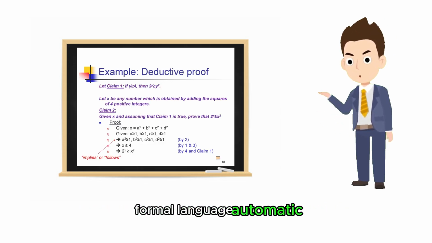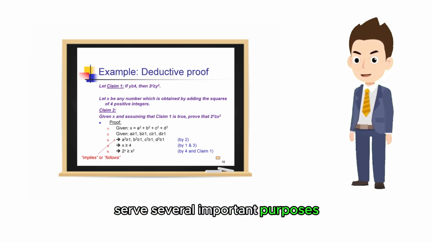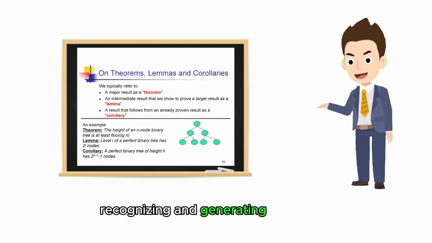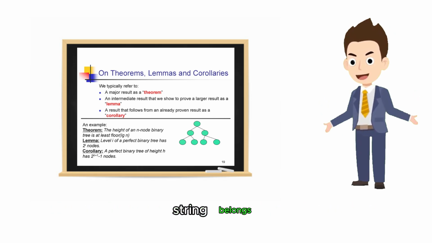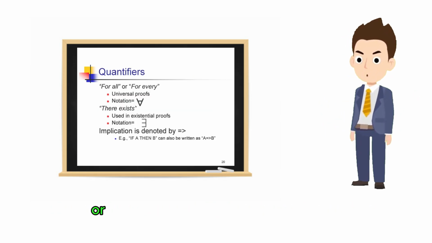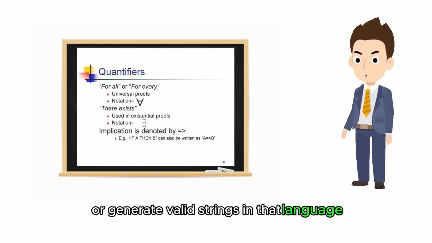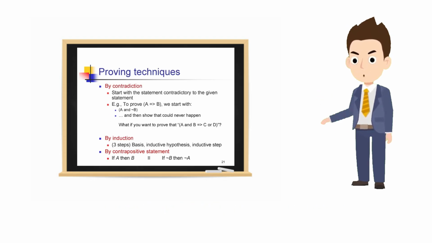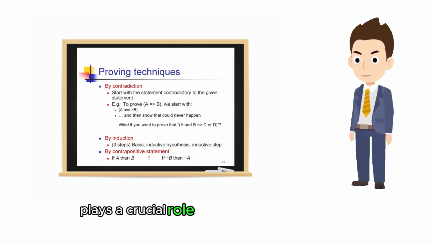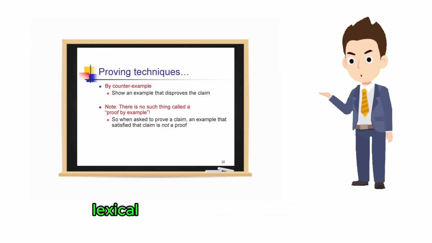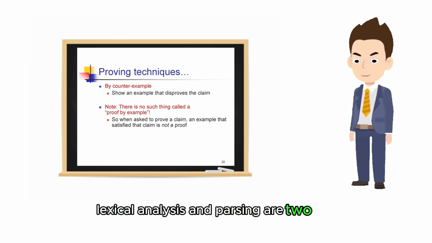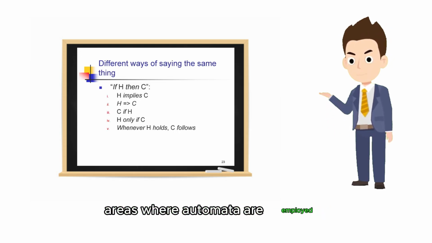Formal language automata serve several important purposes. Recognizing and generating languages. Automata can be used to determine whether a given string belongs to a particular language or generate valid strings in that language. Compiler design. Automata theory plays a crucial role in the design of compilers and interpreters for programming languages. Lexical analysis and parsing are two key areas where automata are employed.